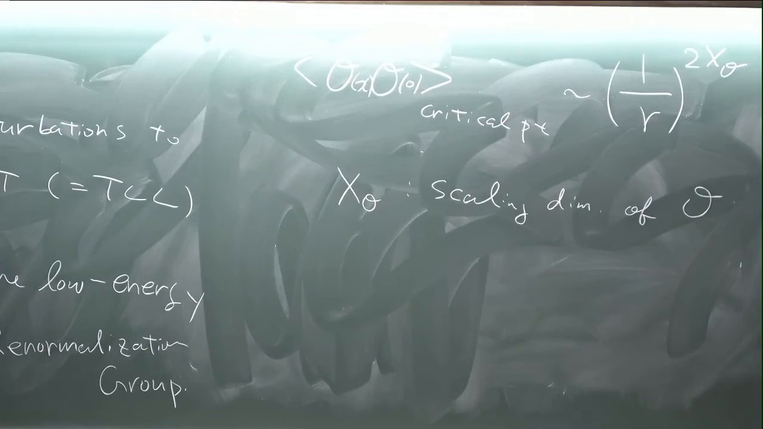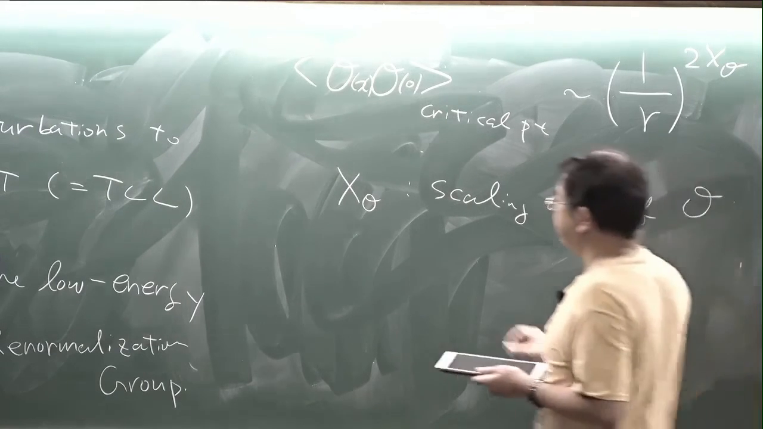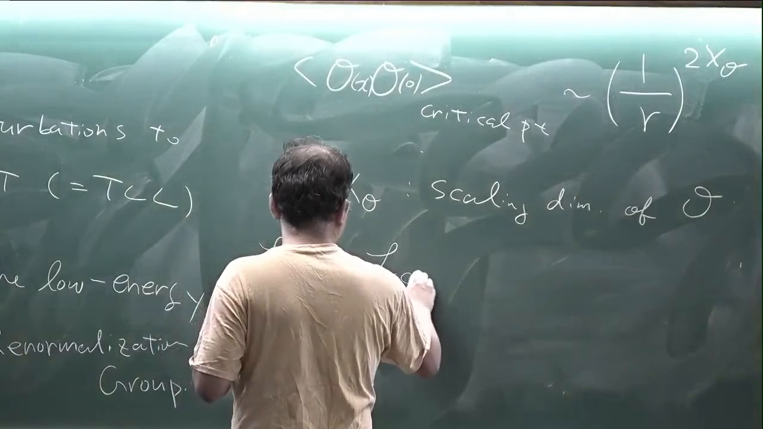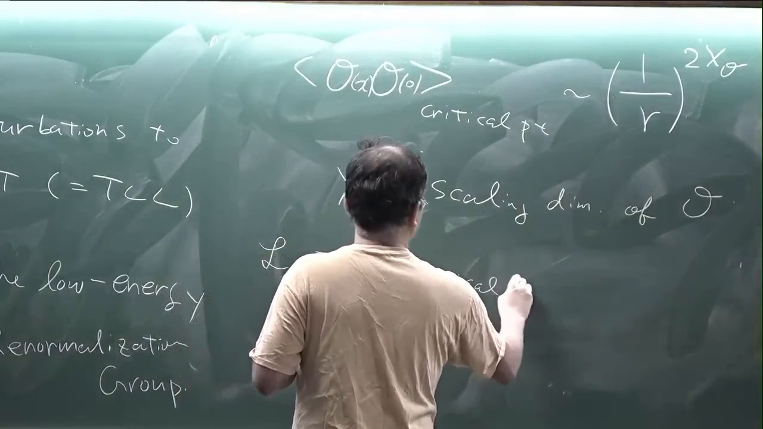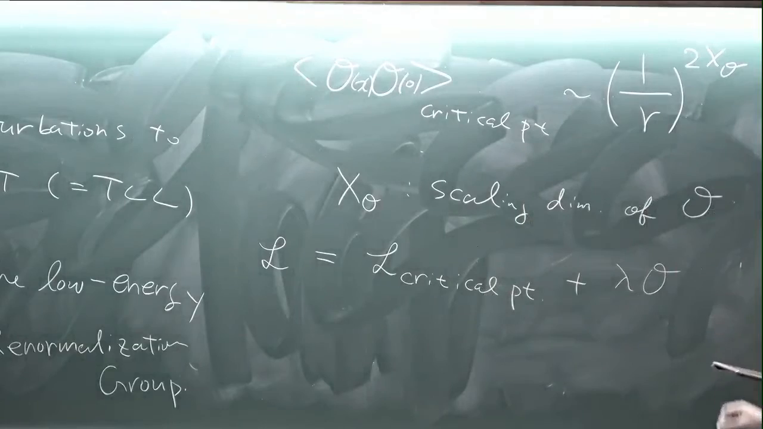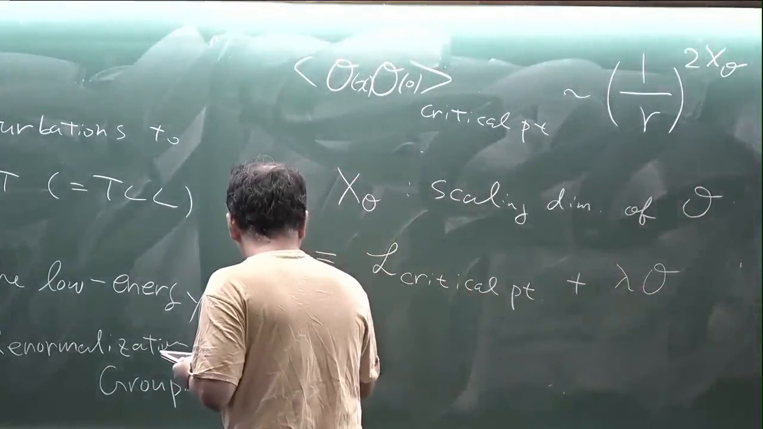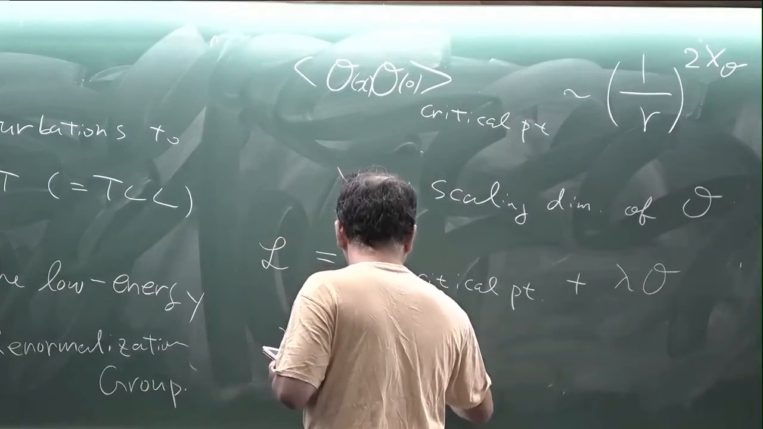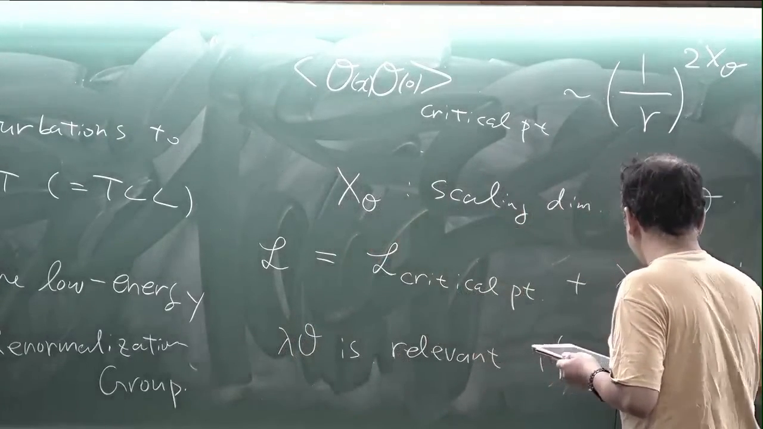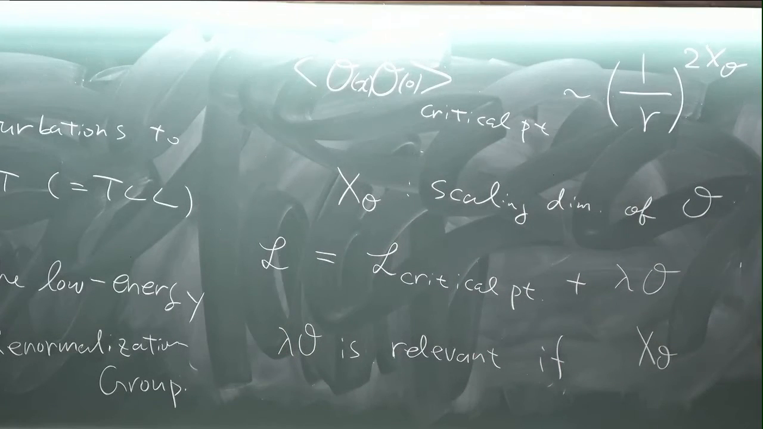And the renormalization group tells you that this operator, if added to the Lagrangian or Hamiltonian, so we consider a Lagrangian which is given by the critical Lagrangian plus some small parameter lambda times this O. Then this perturbation lambda O is relevant if the scaling dimension of this operator is smaller than the dimension of the space-time. And that discussion I skip. You can find it in some RG textbook.